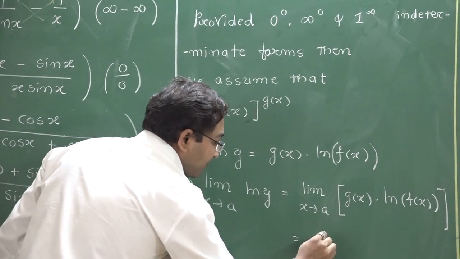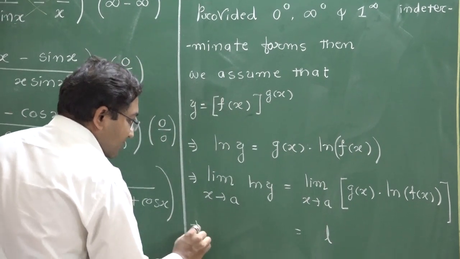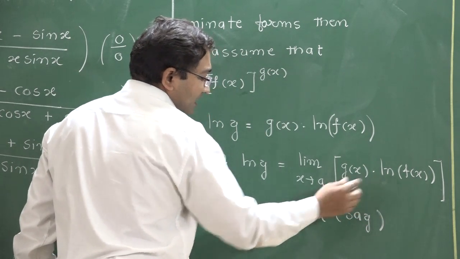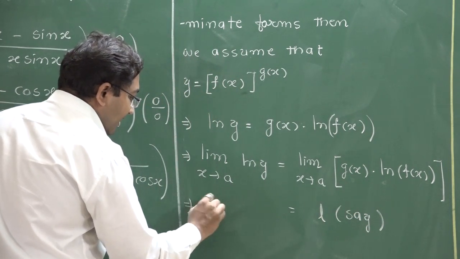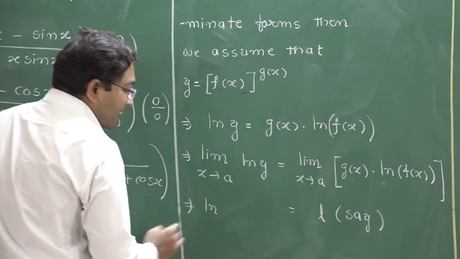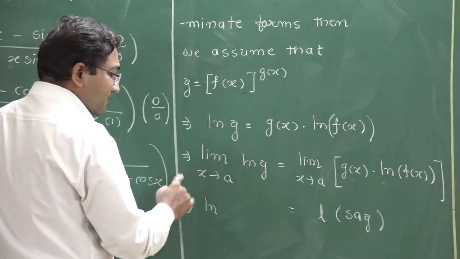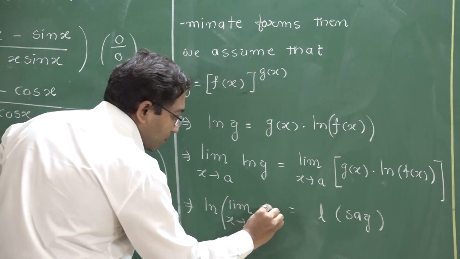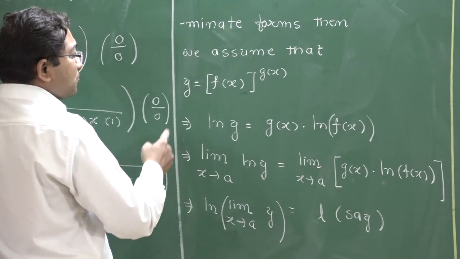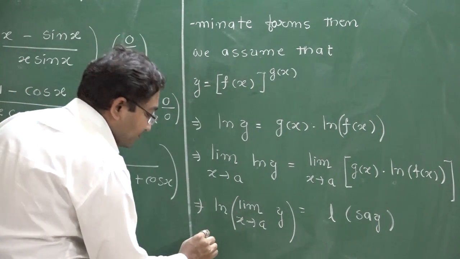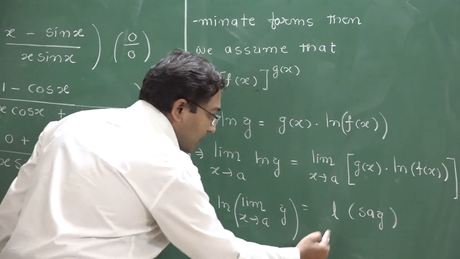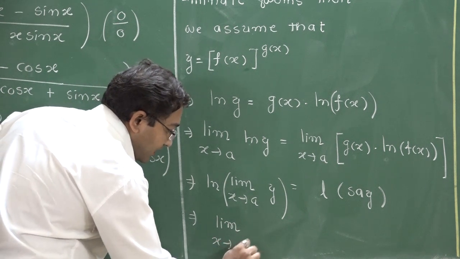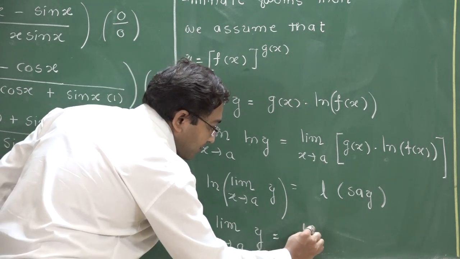That gives some finite answer, say L. After evaluation of that limit, the answer will be denoted by L. And hence, according to the rules of logarithm and limit functions, the logarithm goes outside of the limit, with limit x tends to a of y. Observe that our aim is to find limit x tends to a of y. Here the logarithm goes to the outside and becomes exponential, so limit x tends to a of y is nothing but e to the power L.